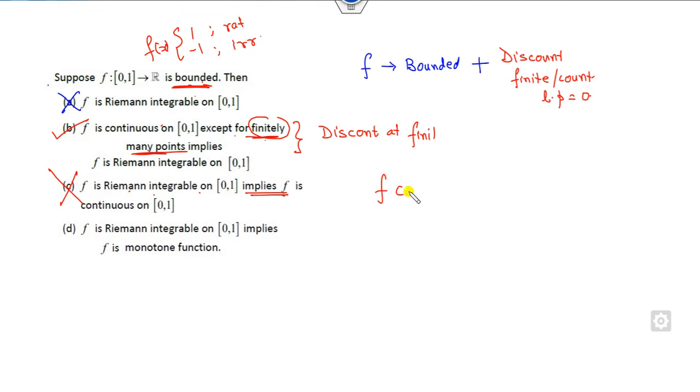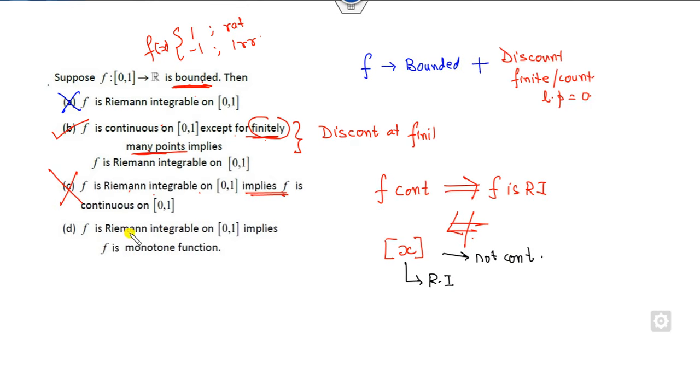That is a wrong option, because I already told you f continuous implies f is Riemann integrable, but the converse is not true. You can see the greatest integer function: it is a Riemann integrable function, but it is not a continuous function. f Riemann integrable implies monotonic function is also a wrong option. The result is, if it is monotonic, then it is Riemann integrable, but the converse is not true. So the right answer is only B.